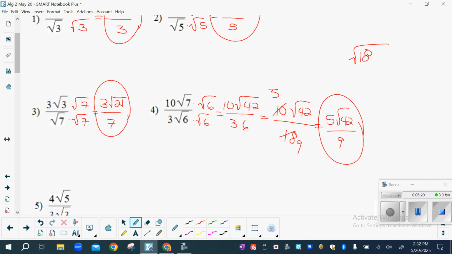So I want you, on your whiteboard, if this is not on your paper, to simplify the square root of 18 for me. On your whiteboard, simplify that. We've done that before.